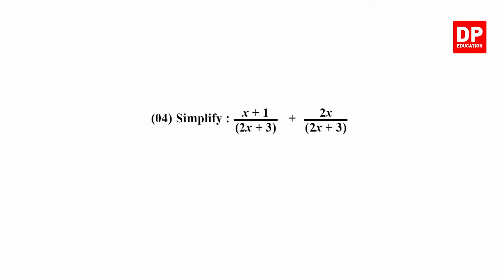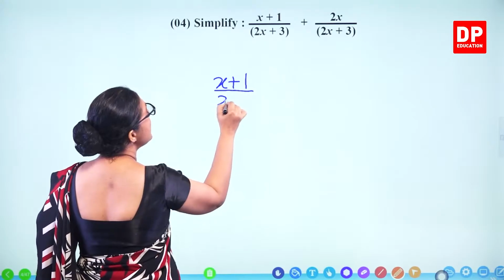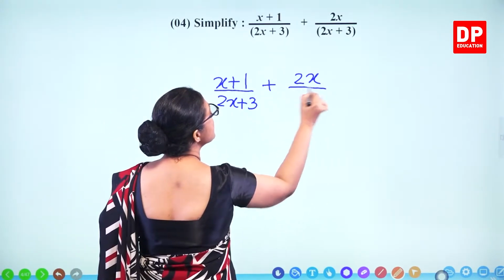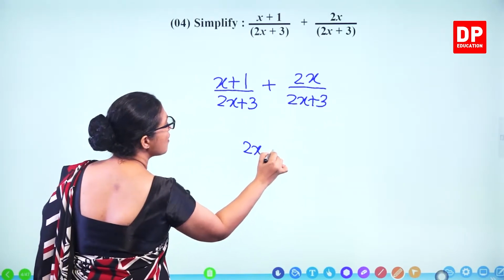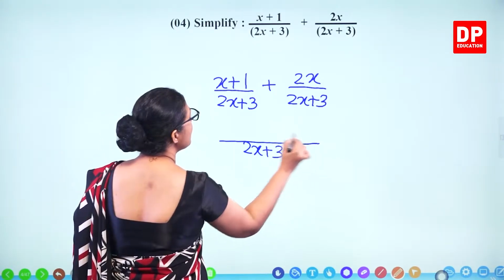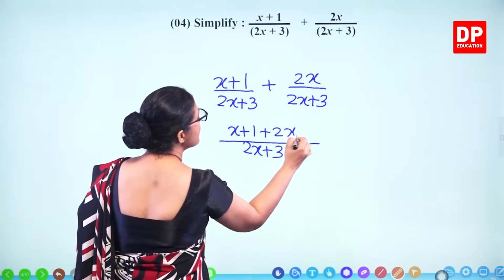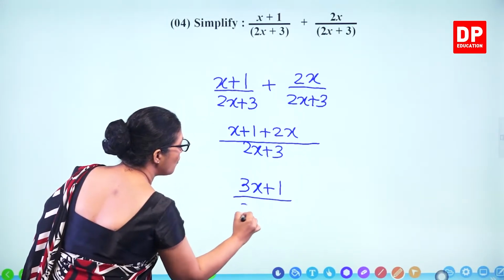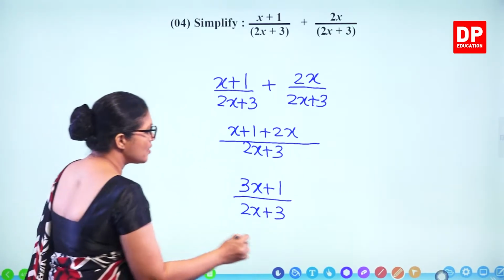Question number 4, simplify. So same denominator, so you can just add the numerators. So 2x plus 3 is the common one, lowest common multiple, and you just add x plus 1 and 2x. 2x and x, 3x plus 1 over 2x plus 3. So you get 2 marks.